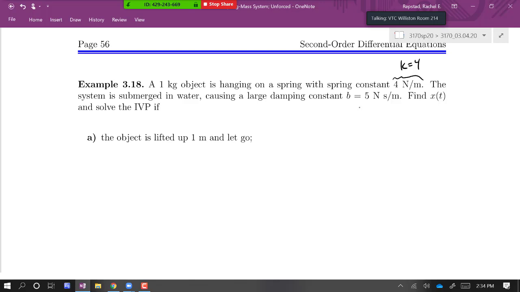So there's 2 parts to this. In part A, we're just lifting it up 1 meter and letting it go. That means that at time 0, x of 0, the displacement is 1. It's 1 meter up; we're letting moving upward be the positive displacement. And we just let it go. We're not pushing on it, we're not imparting any initial velocity. We're simply letting it go, and that means the initial velocity is 0.